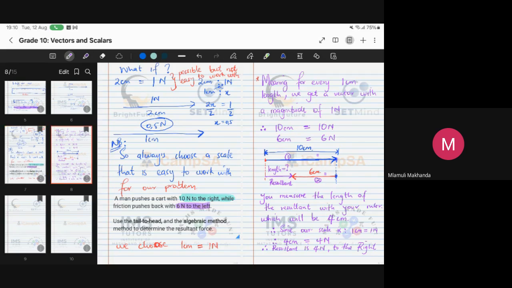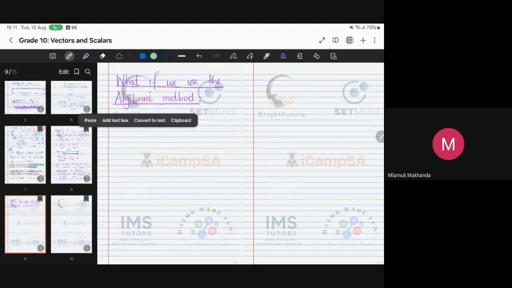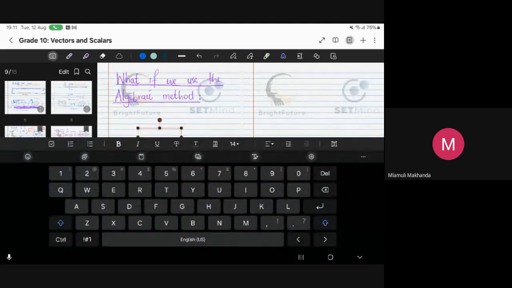Okay, now, what if we use the algebraic method? This one is the one I used to find easy because it's just adding up the numbers. So with the algebraic method, let me add our problem again. Here's my clipboard.